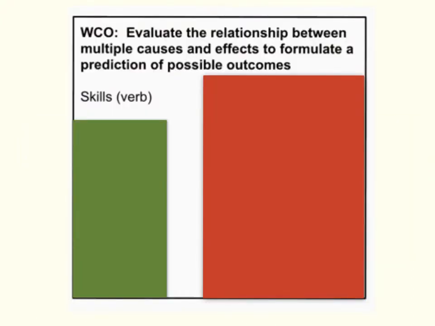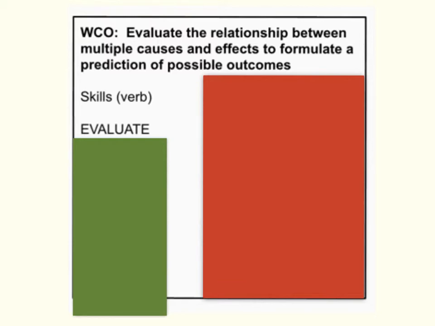Now, after you've gone through the process of identifying your world-class outcome and your central idea, the next thing we want to look at is the skills, or those verbs, that are in that world-class outcome. And we want to identify those. So the first one, if we take a look up at our world-class outcome, evaluating the relationship between multiple cause and effects to formulate a prediction of possible outcomes, the verb we can identify right away is evaluate.